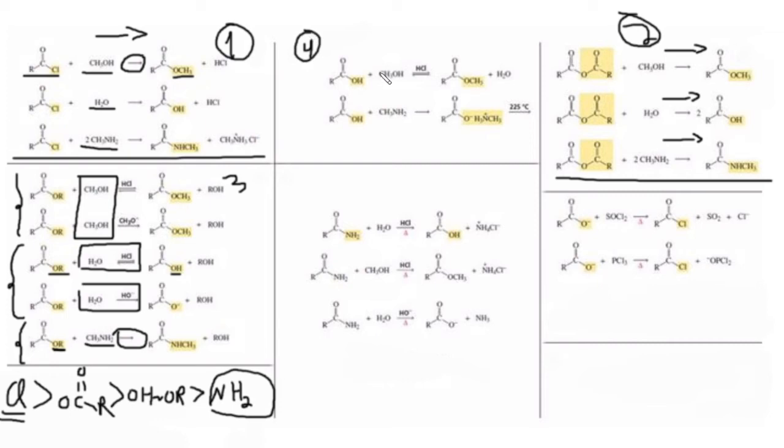The fourth section has only two reactions. You can either replace an OH group with an OR group, and because they have the same basicity, it's an equilibrium. So here you replace the OH group with an OCH3, an OR group.